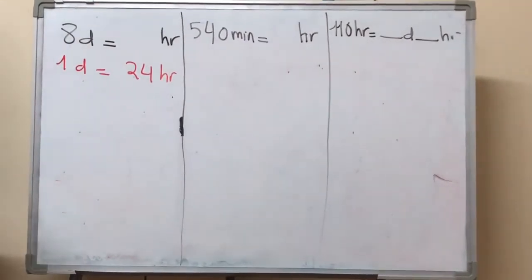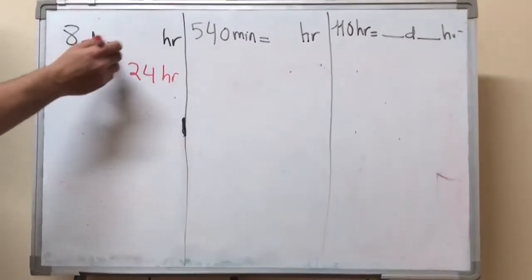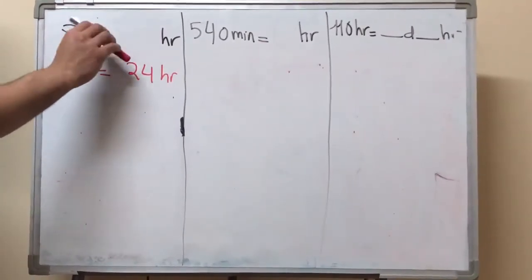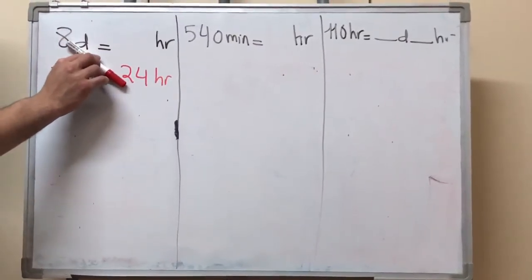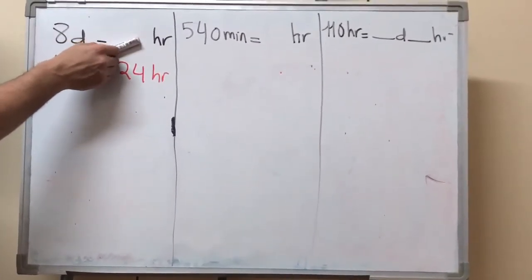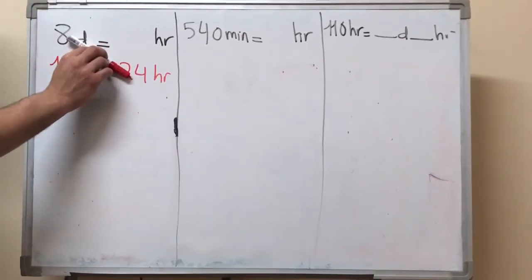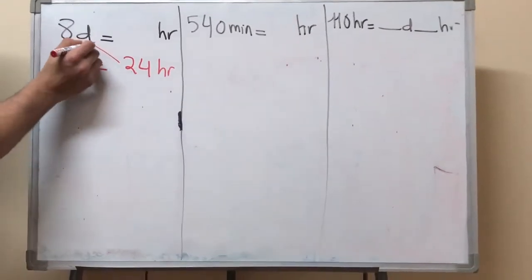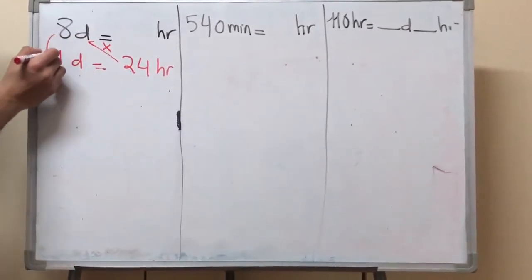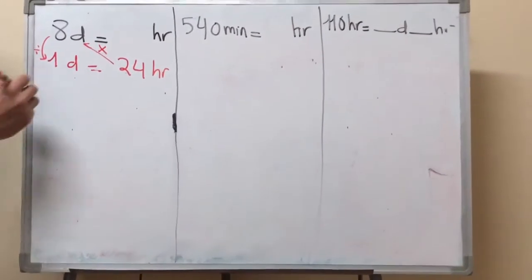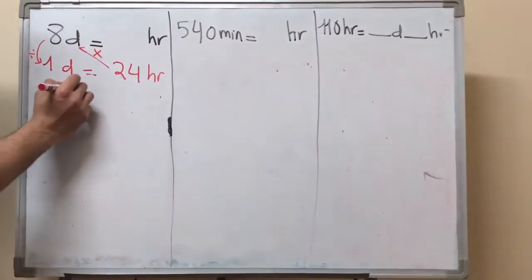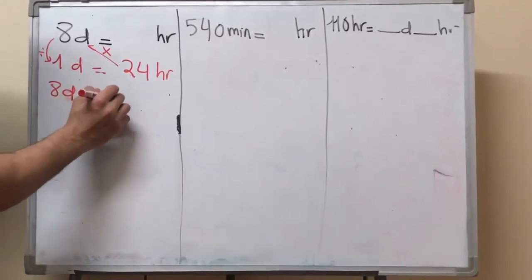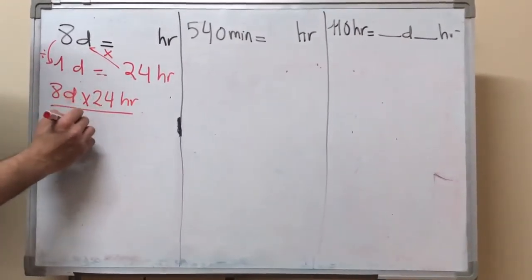Now, if we make an X sign, which side has the 2 numbers and which side has 1 number missing? This side has the missing number and this side has both of the numbers. So we're going to multiply these numbers, 24 multiplied by 8 and divided by 1. So we have 8 days multiplied by 24 hours over 1 day.